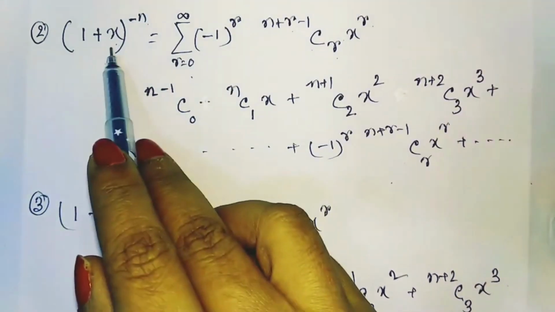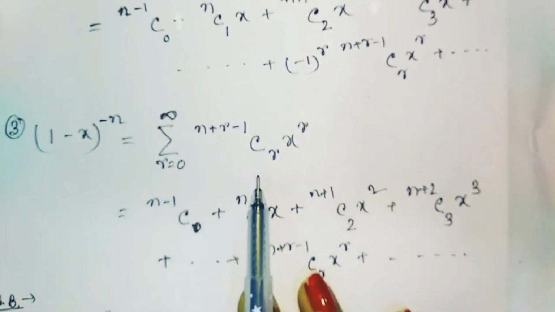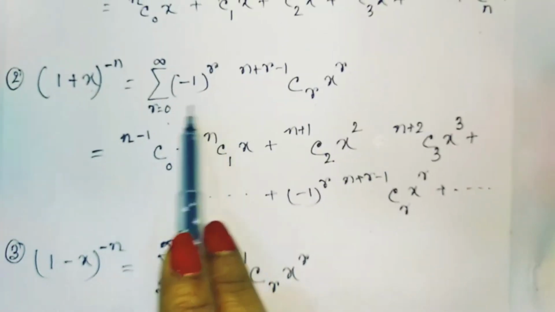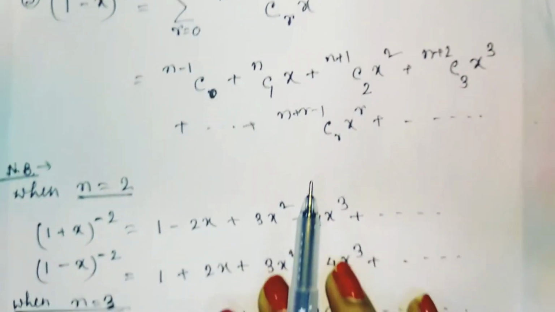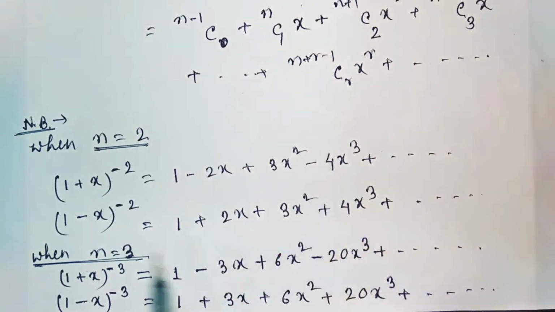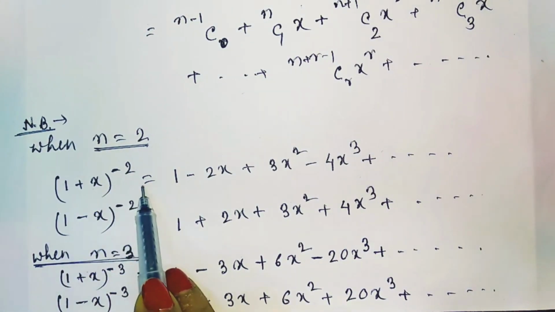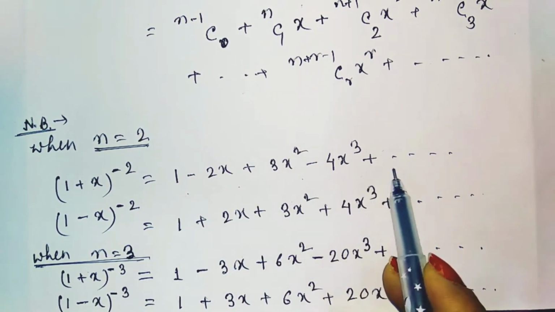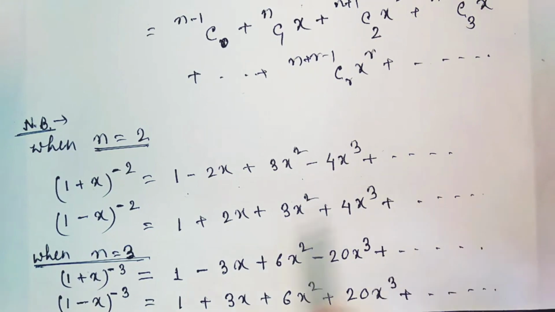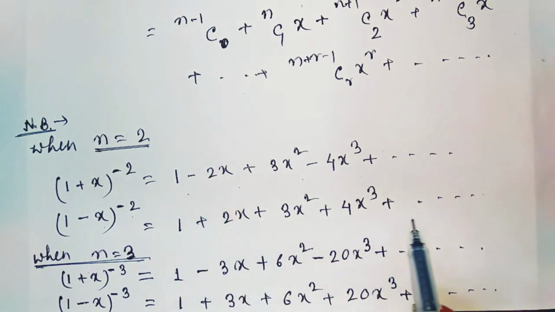Instead of (1 + x) to the power minus n, if it is (1 - x) to the power minus n, then we will get the same type of series, only the alternating plus minus sign will not be there. For specific, if we consider n equal to 2, then (1 + x)^-2 is equal to 1 - 2x + 3x^2 - 4x^3 + ... up to infinity. If it is (1 - x)^-2, then accordingly all terms are positive.